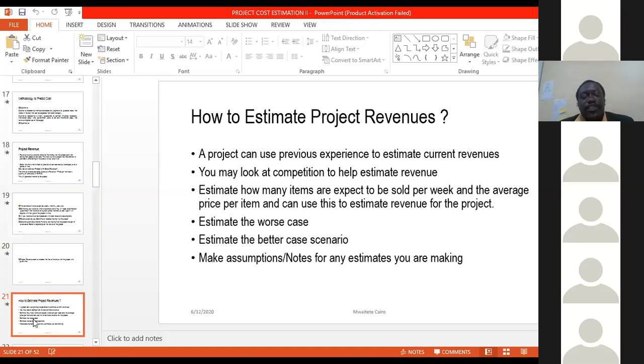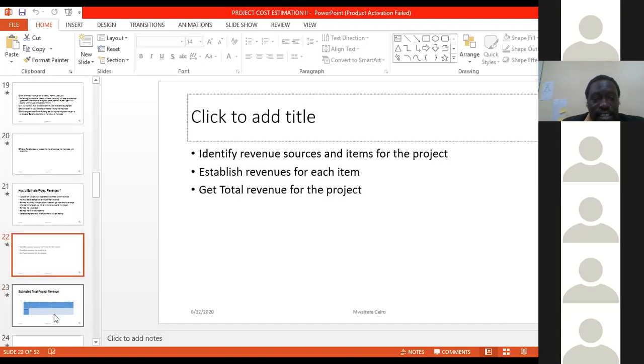You may look at the competition to help estimate revenue. You may look at the competition from other companies, similar businesses in the same industry. What is happening? So estimate how many items are expected to be sold. If you are selling, you have to estimate per week, per day, how much is that? Plan for the worst scenario. And also plan for the better scenario, make assumptions, as many assumptions as required, and be very realistic. So identify revenue sources and items for the project. Establish a revenue for each item, and get the total for the project.